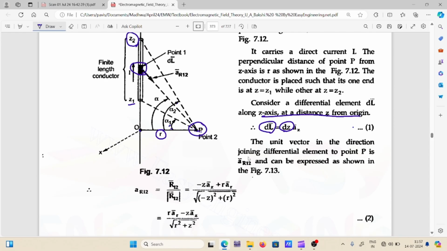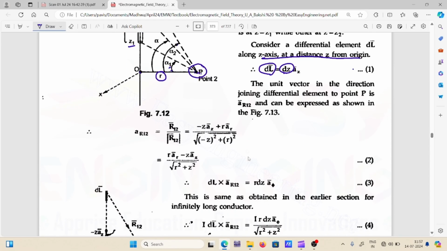And next, the steps are the same. We have our Biot-Savart law, dH equal to I dl cross aR12 divided by 4 pi R12 squared. First we find dl, which is nothing but dz. Next we find aR12, which is R12 divided by the modulus of R12, which is minus z az plus r ar divided by root of z squared plus r squared. And next we take the cross product of dl and aR12.